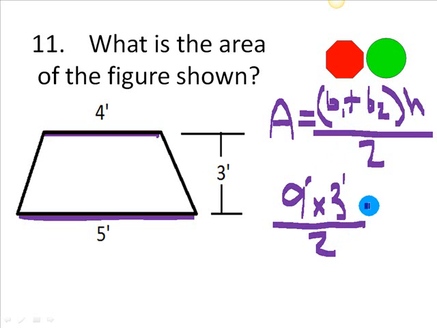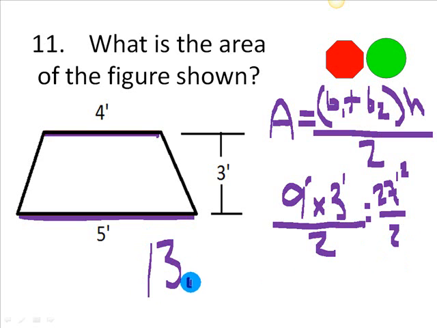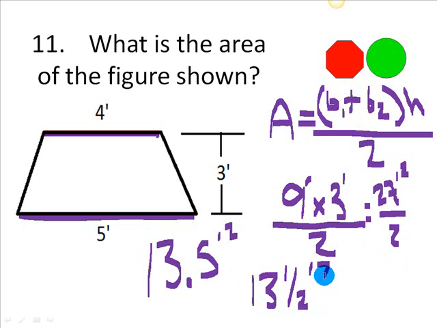So I wind up with 27 feet squared divided by 2. And that then simplifies to 13.5 feet squared. Or you could say 13.5 feet squared. Both of those are correct.